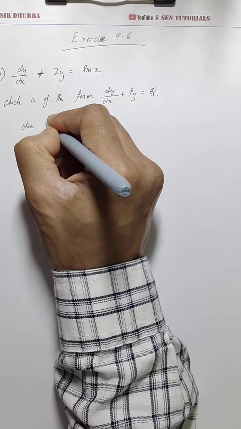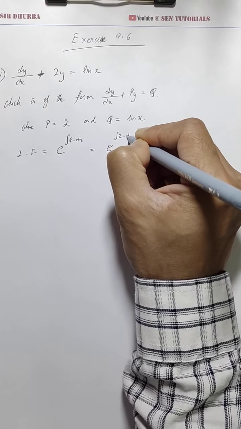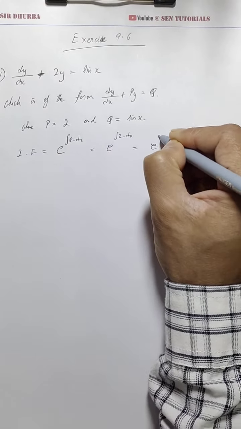So what we will do is first find out the integrating factor, that is e to the power integral of P dx. So e to the power integral of 2 with respect to x. So that's e to the power 2x. So by now I'm sure that your integration is already good enough.